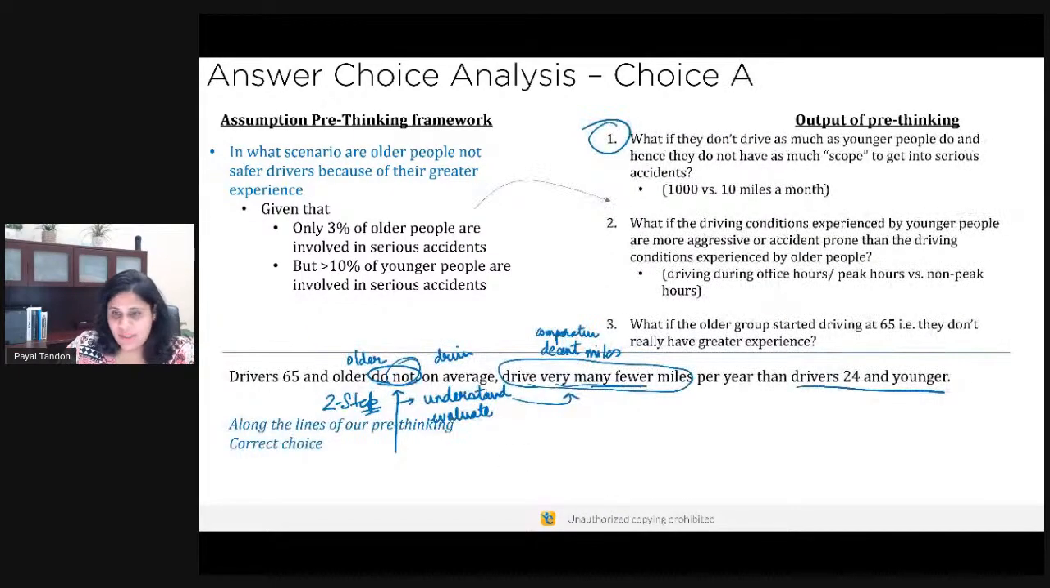Now, for those of you, and there were a few of you, who selected some other answer choice, you need to now make sure that you figure out why it is that you rejected this choice, and that needs to go into your error log.